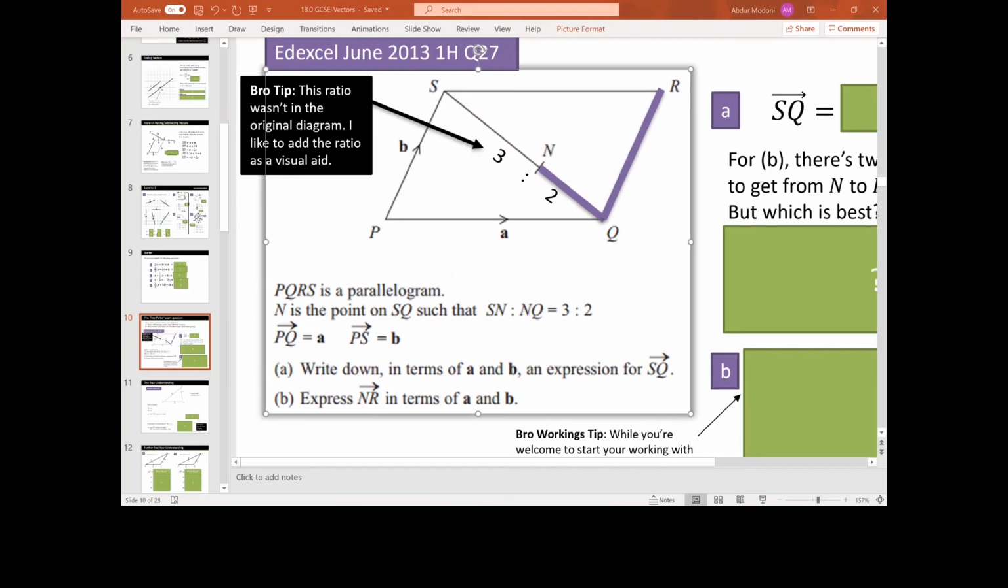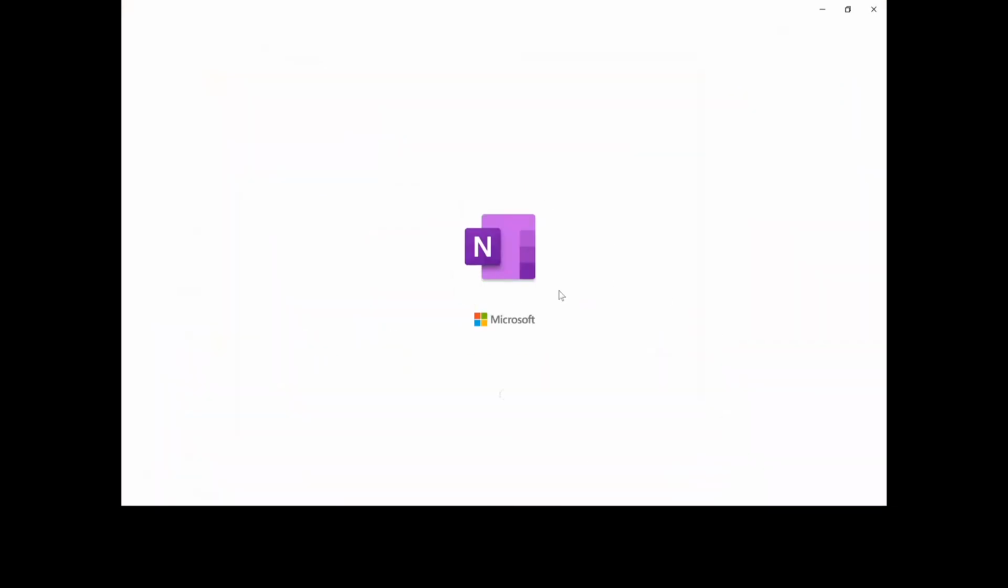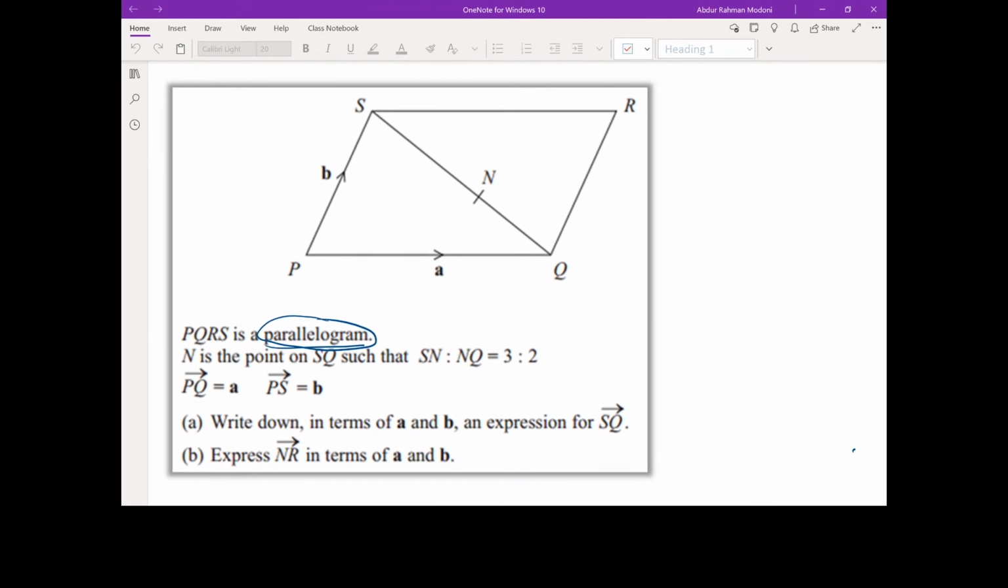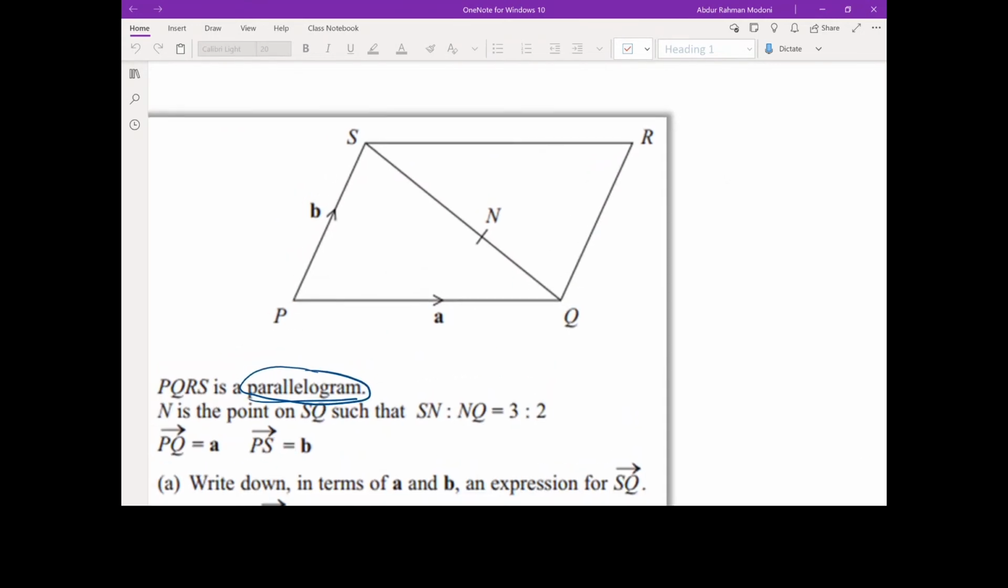Sorry, let me just reopen that again. So we've got parallelogram, which means parallel sides are labeled as the same thing. So I'm going to do that straight away, even without reading the rest of the question, using line by line maths. So which vector can I label from here? Q to R. Which way will the arrow go?